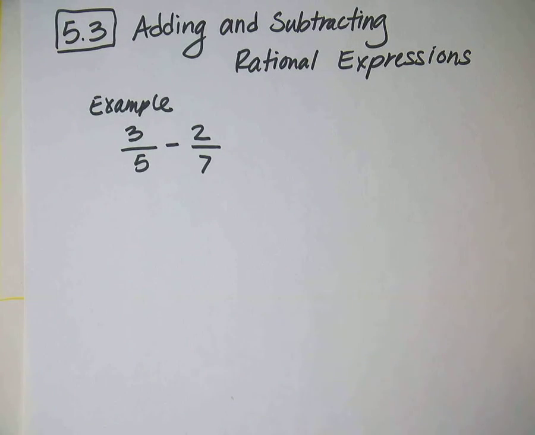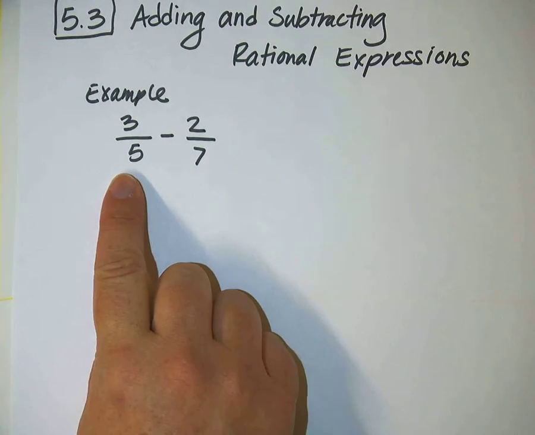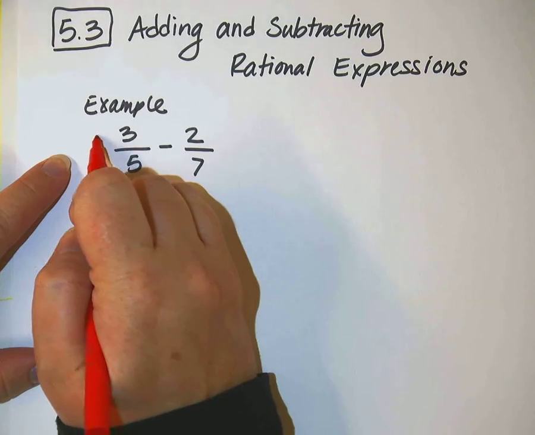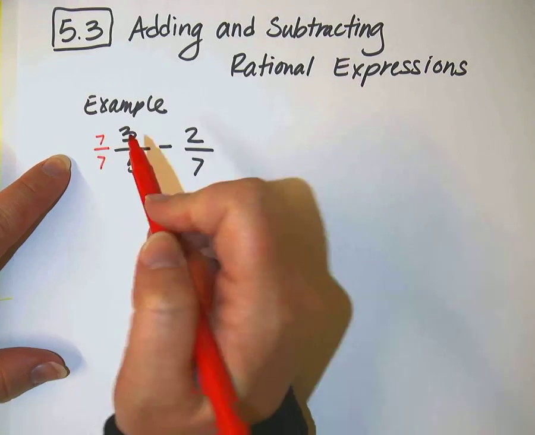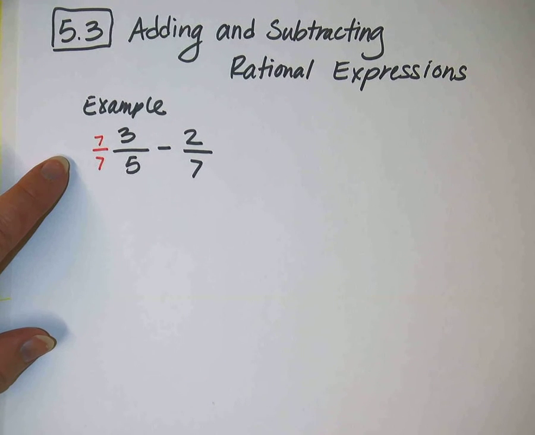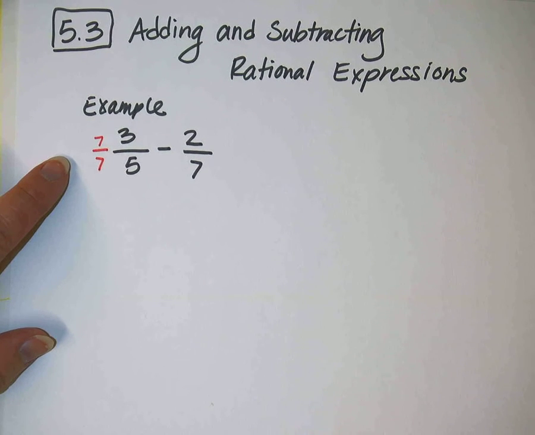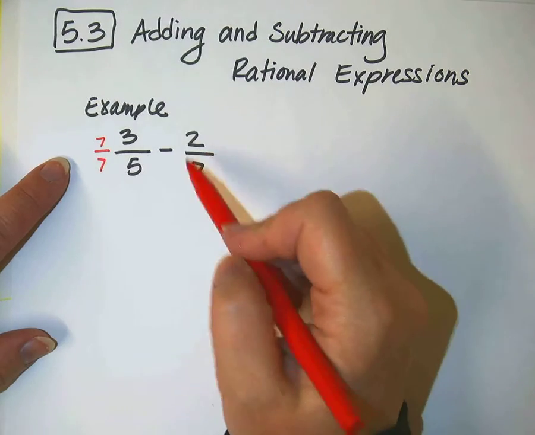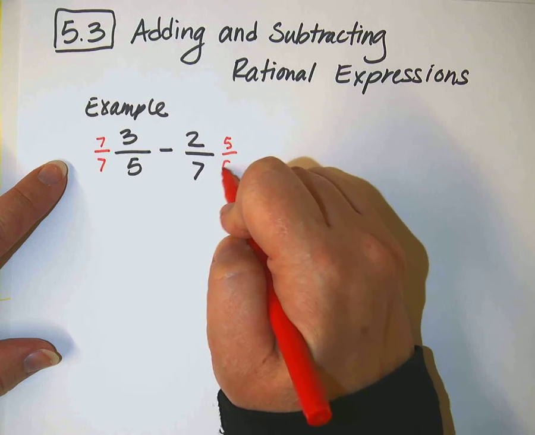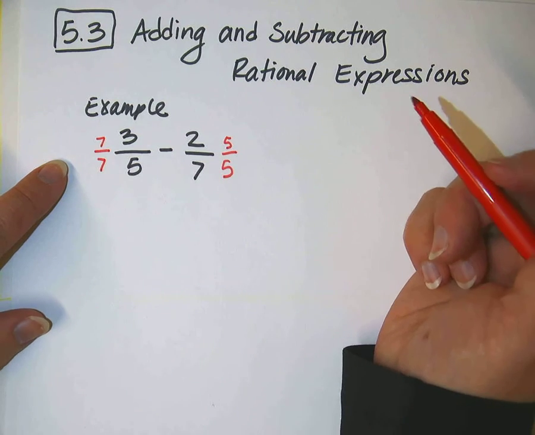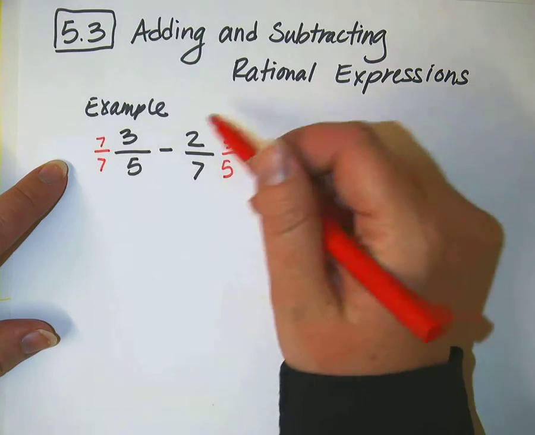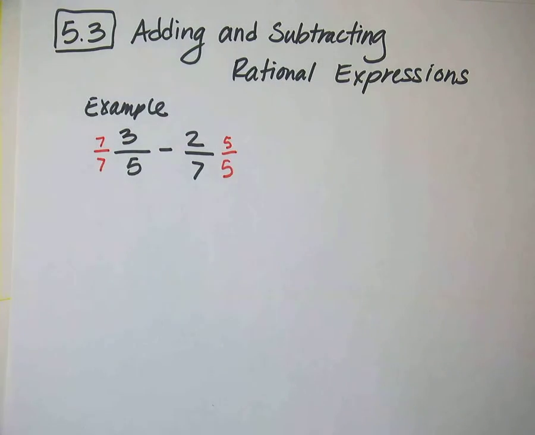So how are we going to turn this first fraction into 35? Good. So we multiply by 7 over 7. That way we're just multiplying by a value of 1, and we're not changing the value of the actual fraction. What do we do on this one? Five. Multiply by 5 over 5. Again, we are changing the denominator to 35, but we are not changing the actual value of the fraction because we're simply multiplying by 1.